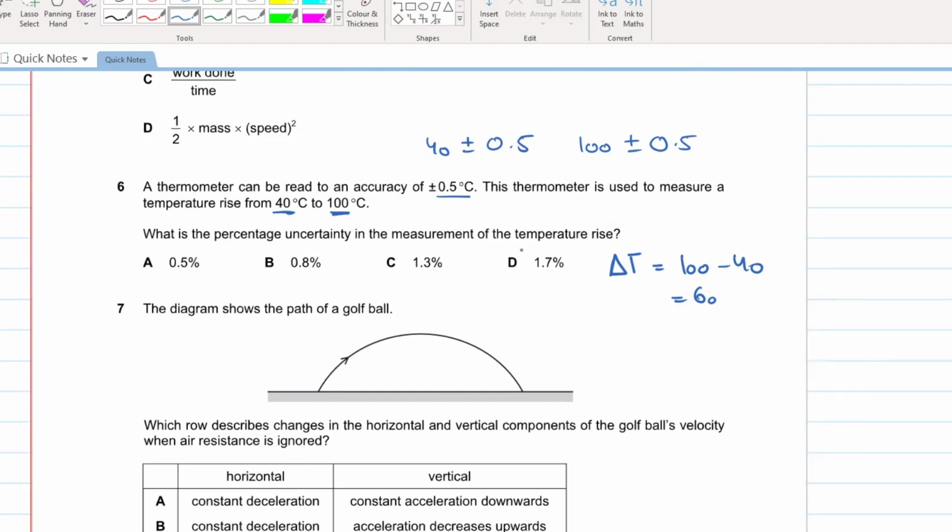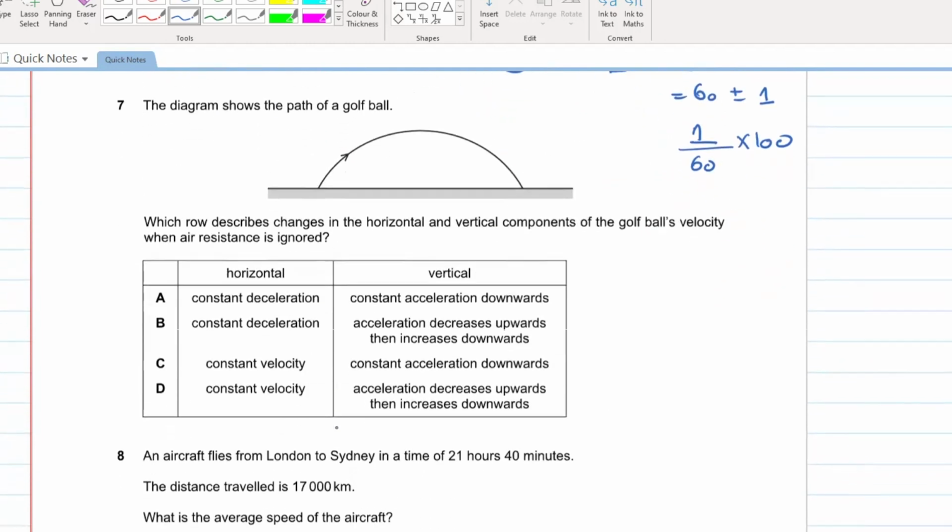But always remember, whenever you are adding or subtracting, your uncertainties add up. 0.5 plus 0.5. What will be your uncertainty? 1. Can you calculate the percentage uncertainty? 1 divided by 60 into 100. What will be your percentage uncertainty? Calculate it. Your percentage uncertainty comes out to be 1.667. D is your answer. Let's further move ahead.